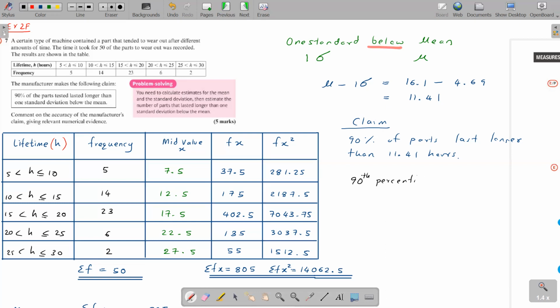90th percentile. So we are going to find the 90th percentile. Okay. So how do you find the 90th percentile? P90. That's 90 over 100 into 50. So how much is it? 45. Okay. All right. So we get 45.